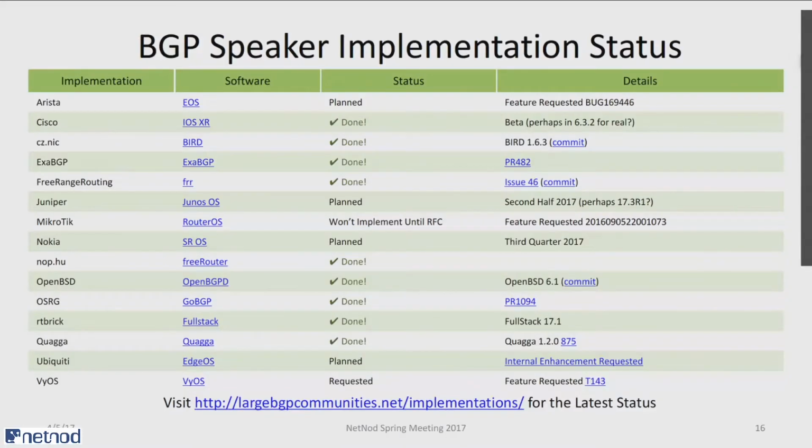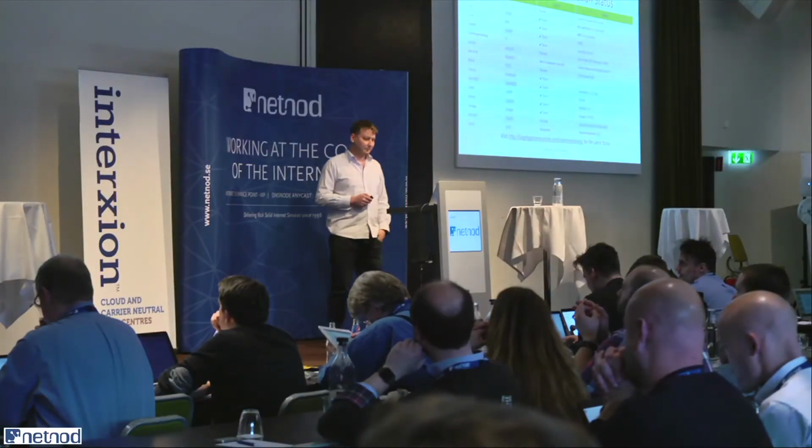Juniper is probably releasing large community support later this year, as is Arista, as is Nokia. Both Quagga and free-range routing, FRR, already support large communities today. OpenBSD supports large communities, and the list goes on and on. If you go to the URL at the bottom, we maintain an up-to-date overview of all implementations that we're aware of. So if you receive new information from your vendor, please email it to us and we'll update the website.